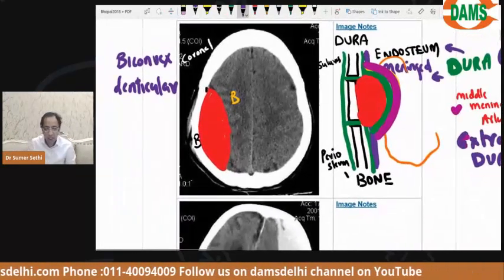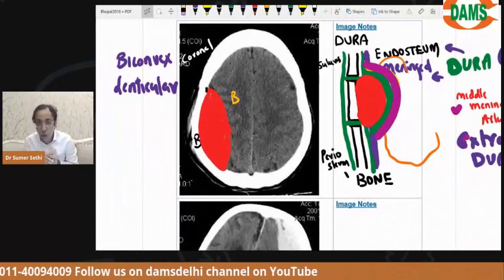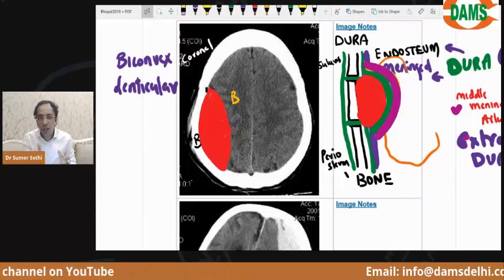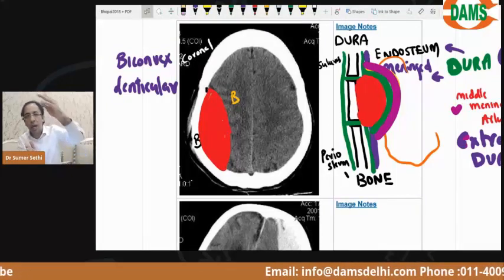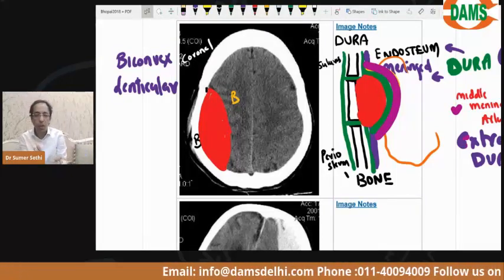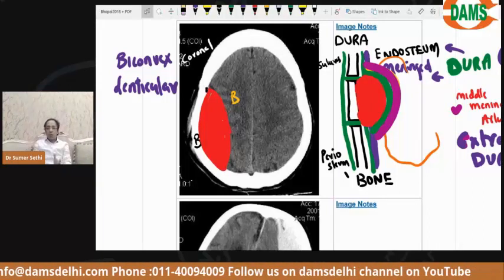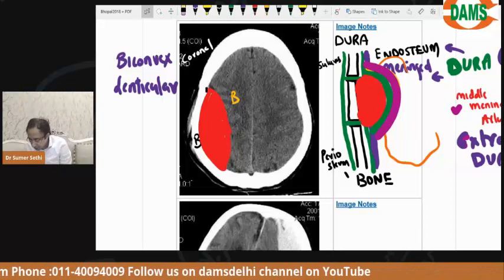The key here is that EDH is located between the inner table of the skull bone and the endosteal layer of dura. And that is why it cannot cross the suture lines and becomes biconvex in shape. Are you clear? Everybody understands?